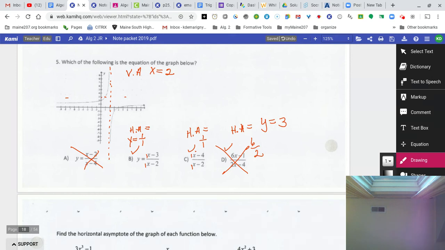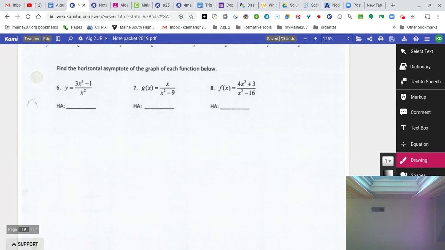Moving on. The next part, number 6, 7, and 8, they're asking you only for horizontal asymptotes. So for horizontal asymptotes, remember, I'm going to analyze the degree of the polynomial. So this one's degree 3, this one's degree 2. So if my top is a 3 and my bottom is a 2, what kind of horizontal asymptote do I have if the top is bigger than the bottom? If the top is bigger than the bottom, then you have a DNE.